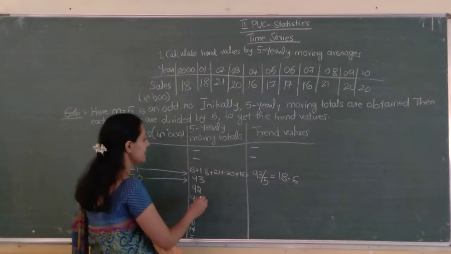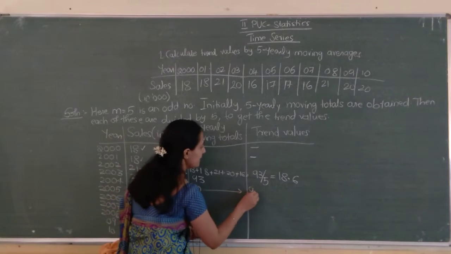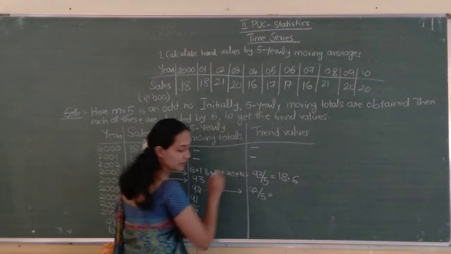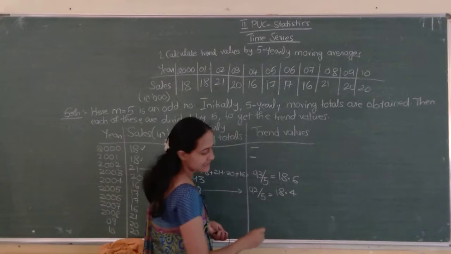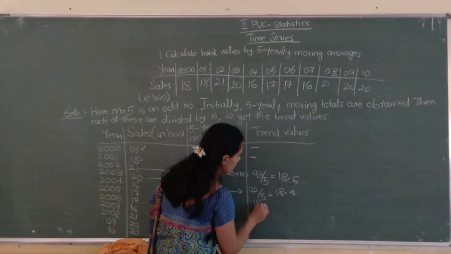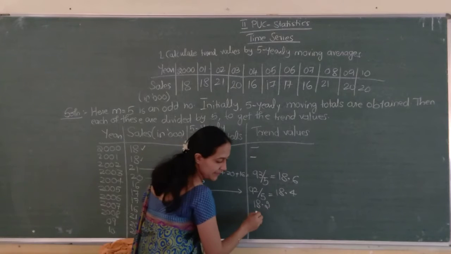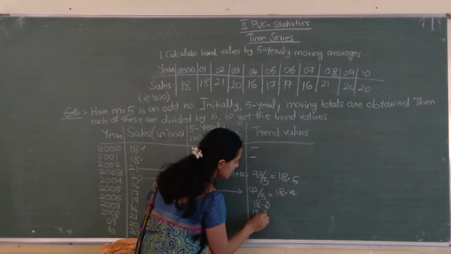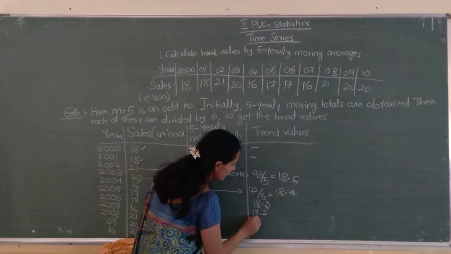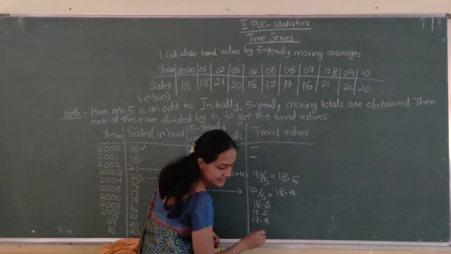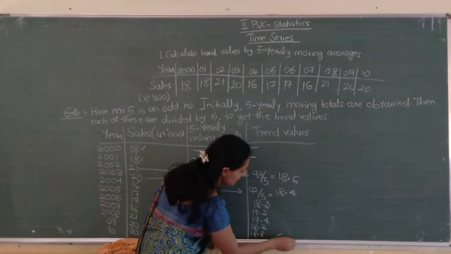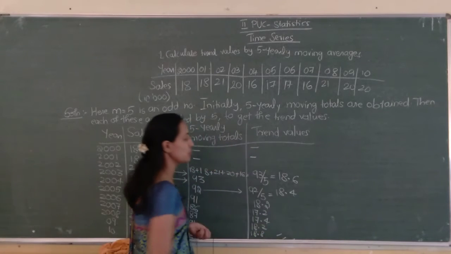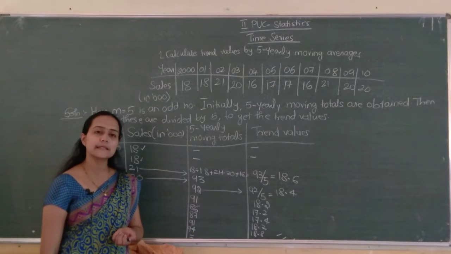18.6. Next, 92 divided by 5, 18.4. Next 18.2. Next 17.2. Next 17.4. Next 18.2. Next 18.8. There won't be trend value for the last 2. Okay, hope this much is clear to you.